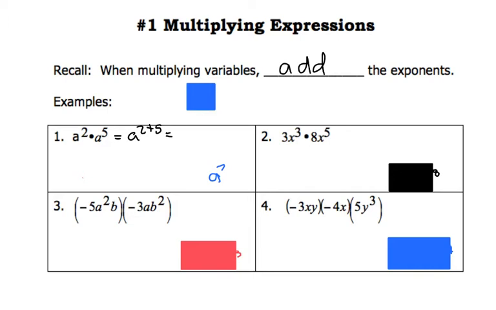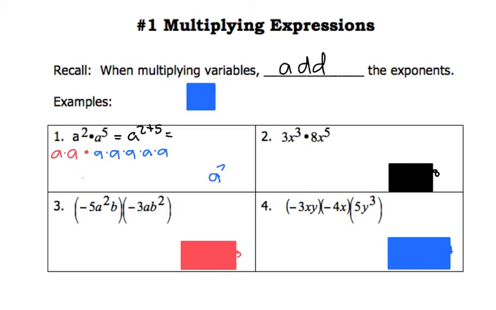Now, for those of you who are horrible at remembering rules, there's another way that you can actually break this down to get the right answer. You guys should hopefully know that a squared is essentially a times a, and a to the fifth power is going to be a times a times a times a times a. And then if you just count up all of the a's, you will see that there's a total of 7 of them. So that's kind of another way that you can go about doing these problems as well.